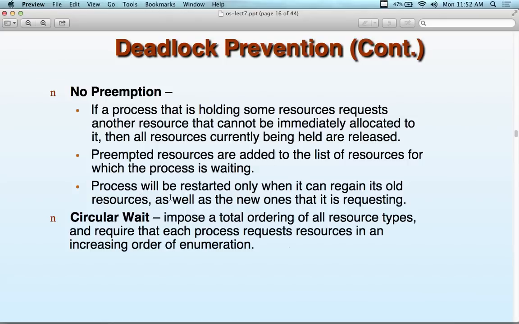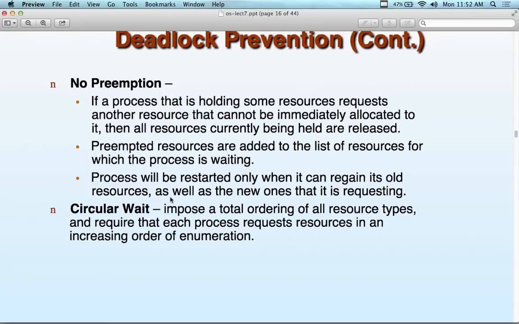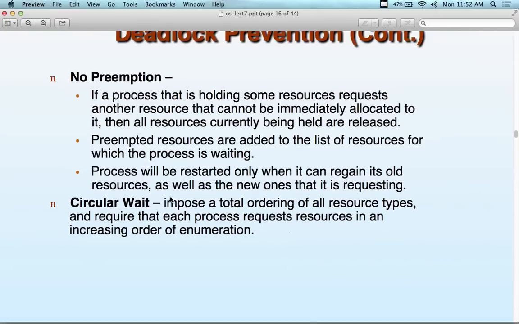The process will restart only when it can regain the old processes as well as the new processes that it's requesting. So it'll restart when it has everything it needs.